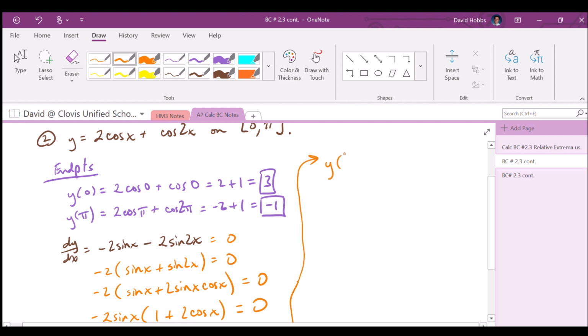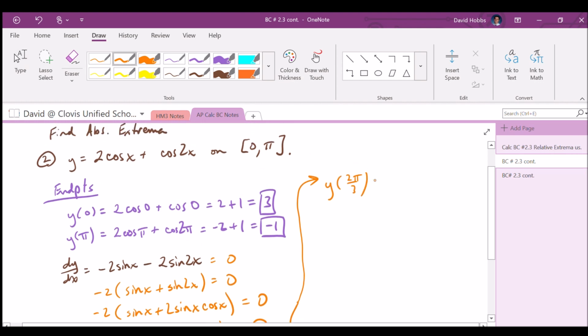So let's see, if we do y of 2 pi over 3, we get 2 cosine 2 pi over 3 plus cosine of 2 times 2 pi over 3, which is really 4 pi over 3. What is cosine of 2 pi over 3? Well, it's negative 1/2. And what is cosine of 4 pi over 3? That is also negative 1/2. So we've got negative 1 plus a negative 1/2, which is negative 3/2.